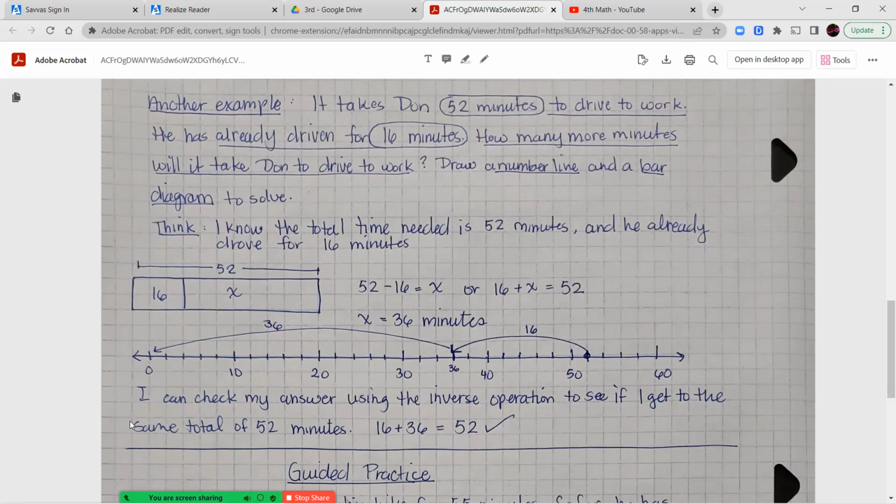Now I can check my answer using the inverse operation. So if I subtracted to get my number, I need to add the parts together to see if I get back to my whole. So 16 plus 36 did give me 52. So I know my answer here is correct.